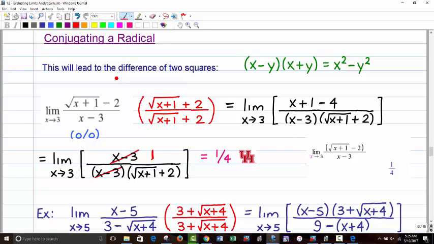Remember, if you get a real number answer, you're done. Or if you get something like 3 over 0, you're also done. But in that case, you're done by getting does not exist. This one's when you get the 0 over 0 that you're looking to apply this conjugating the radical technique. All right.